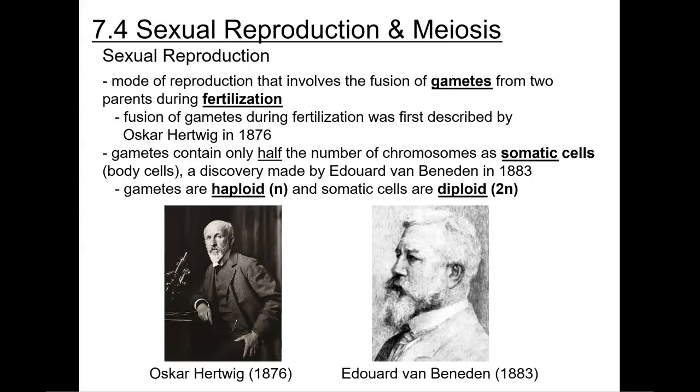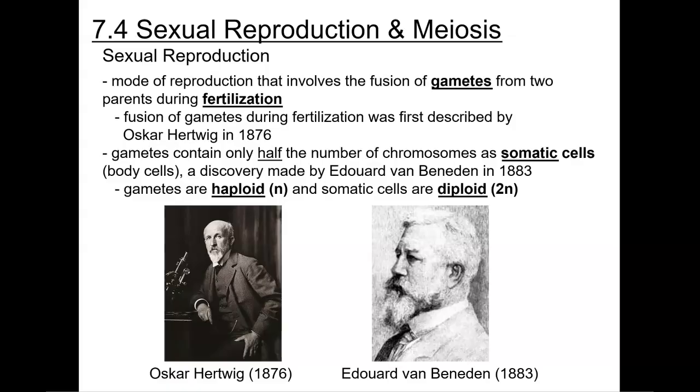In biotechnology, it's going to be used for the purpose of cloning and generating stem cells. So all of that we just described was how cells divide or reproduce asexually. Now we're moving into sexual reproduction. This is going to be a mode of reproduction that involves the fusion of gametes from two parents during fertilization.